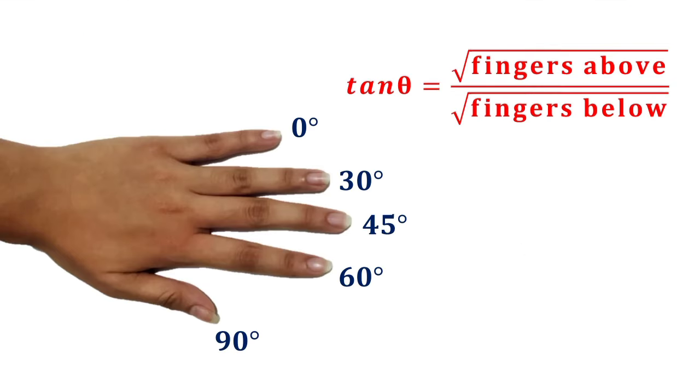Next, so we have now the formula for tangent theta. Remember that in finding the ratio or the value for sine and cosine, we use the left finger facing the palm. But this time, you have to flip your left finger. So instead of your palm facing your face, you have to flip it. So it will look like this. Your left hand will look like this. And the formula is tan theta equals the square root of fingers above over the square root of fingers below. Okay? So let's have this example.